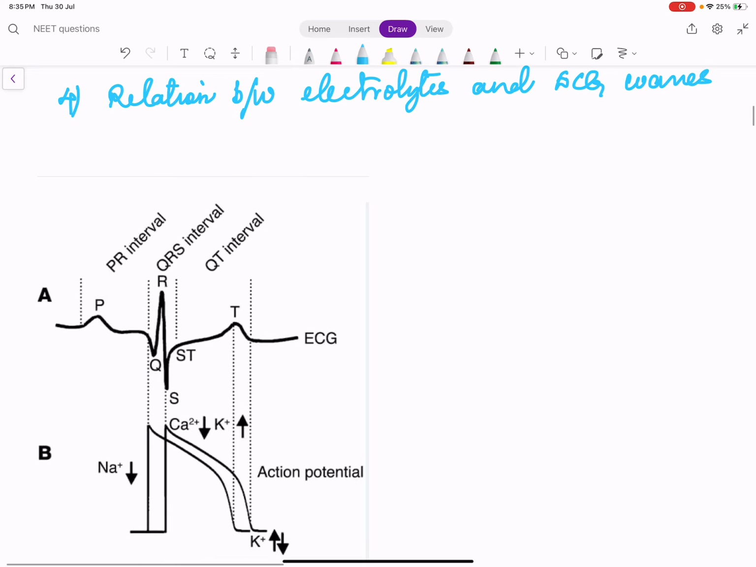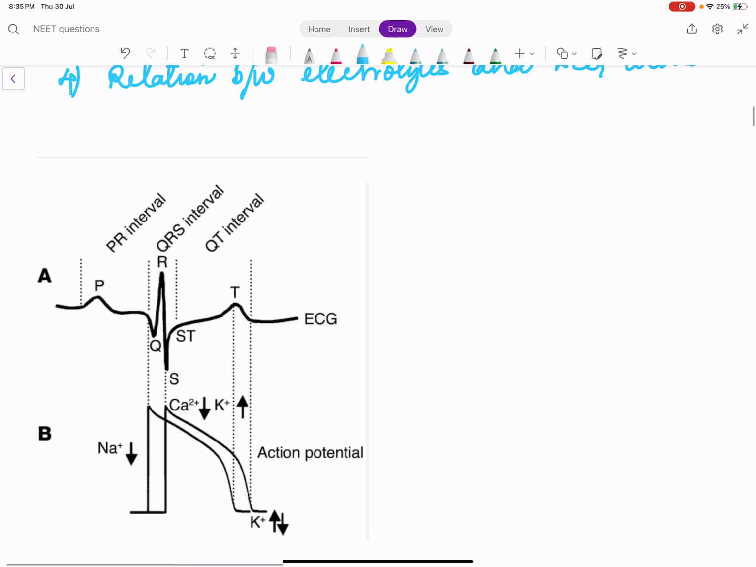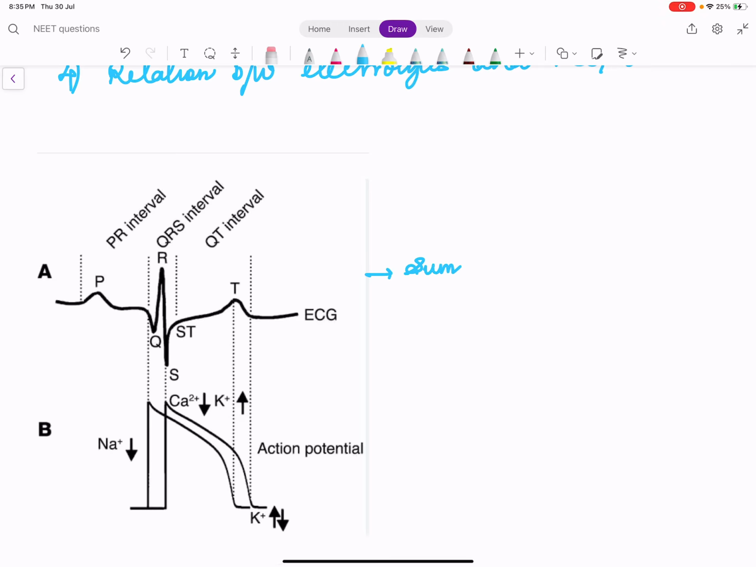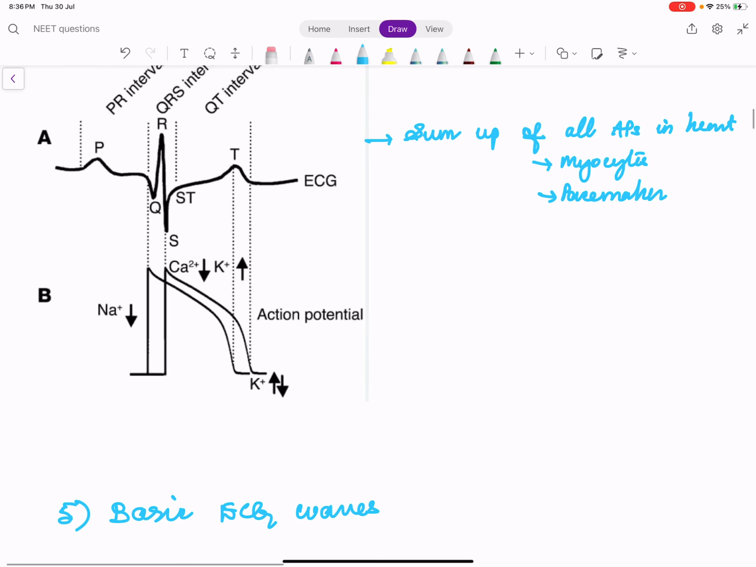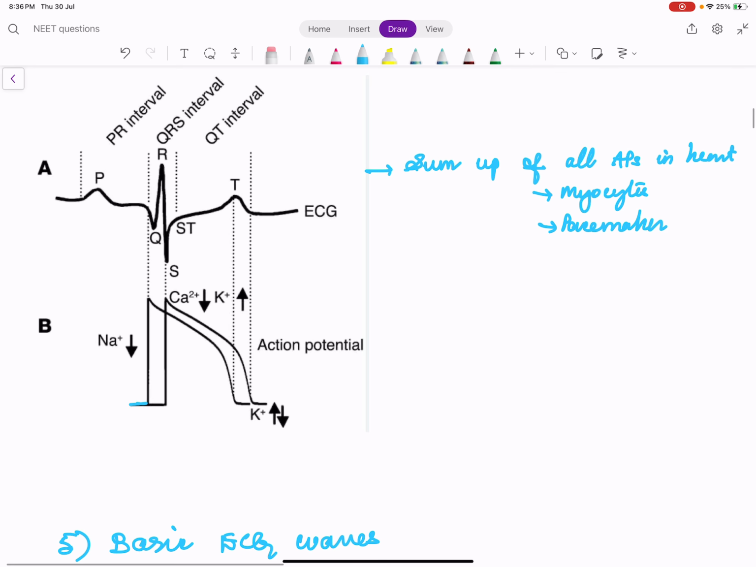So just to put things together and keep you oriented about this tough topic, the ECG is basically a sum of all the action potentials in the heart. I told you, the heart has both cardiac myocytes as well as pacemaker cells. So when everything gets summed up, what we get is an ECG. And see, here you can see the relationship. I told you from phase 4, phase 0 depolarization is by sodium influx. Phase 2 is by calcium.